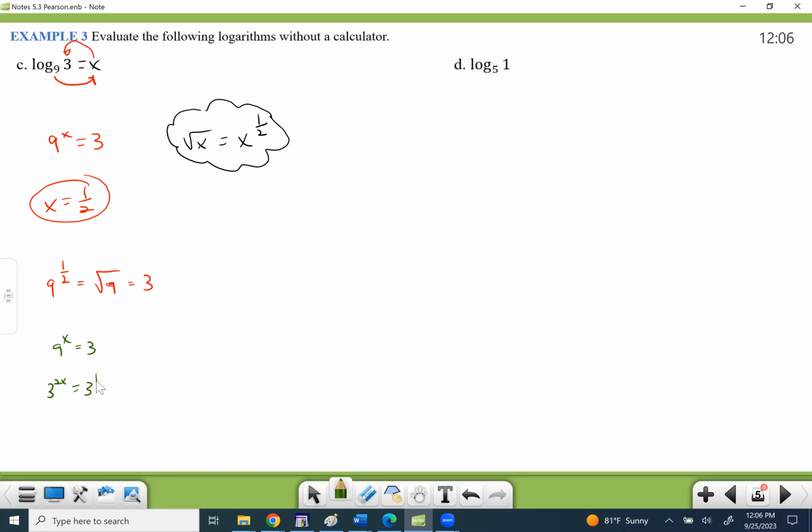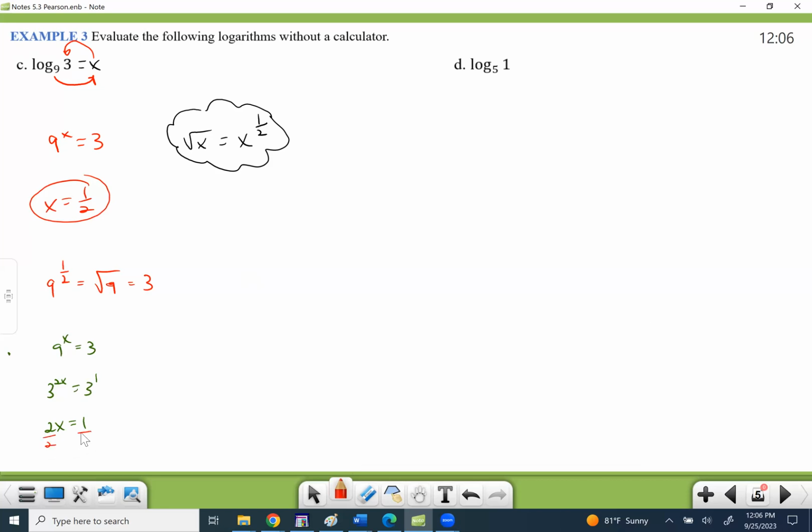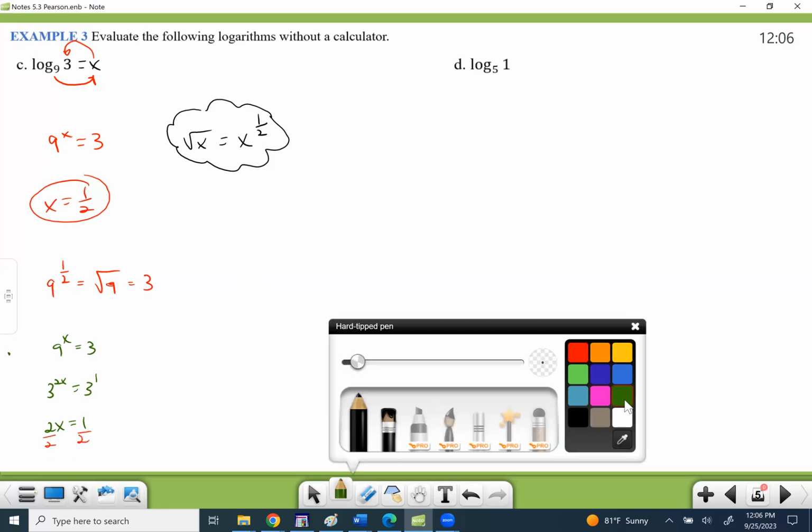I'm going to add a little 1 here, you guys, just so you can kind of see where we're going with this. The bases match, 3 and a 3, so that part's already equal. In order for these two things to equal each other, you just need the exponents to equal each other. So I'm just going to set the exponents equal to each other and forget about the 3's. And then if we divide by 2, we've got it.